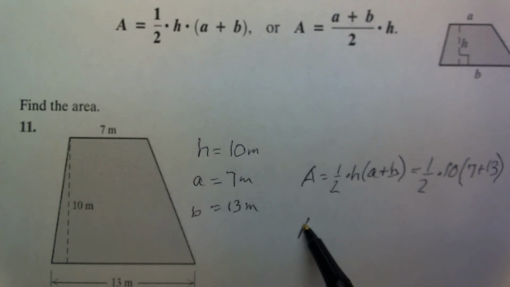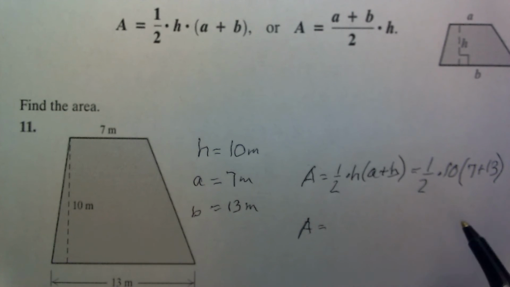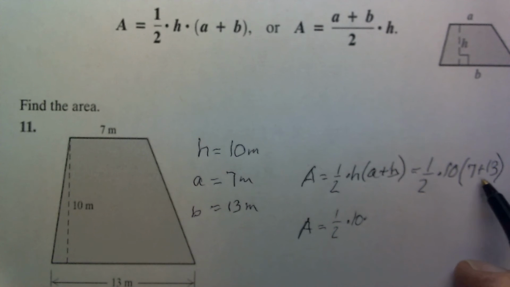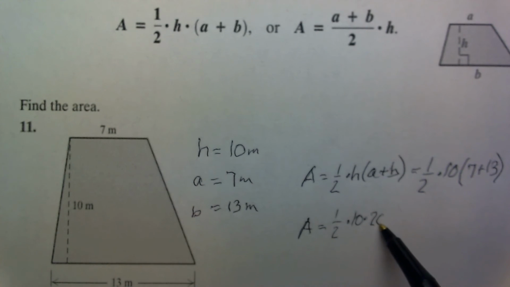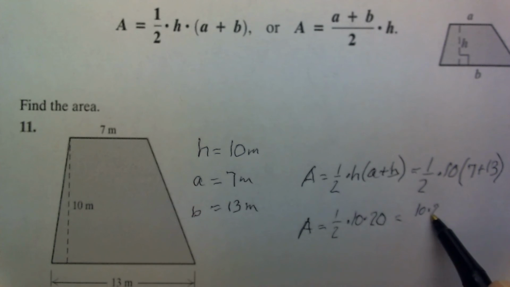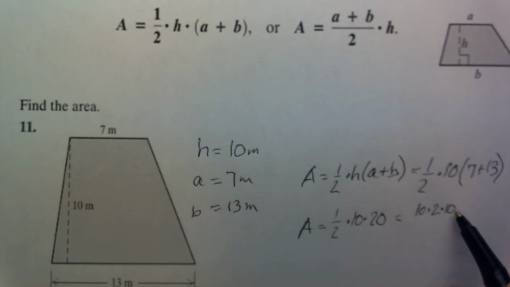So then A, the area, is equal to 1/2 times 10 times 20, 7 plus 13 is 20, and so that's equal to 10 times 2 times 10, that's 2 times 10 is 20, divided by 2, the 2's cancel, then 10 times 10 is 100 square meters.